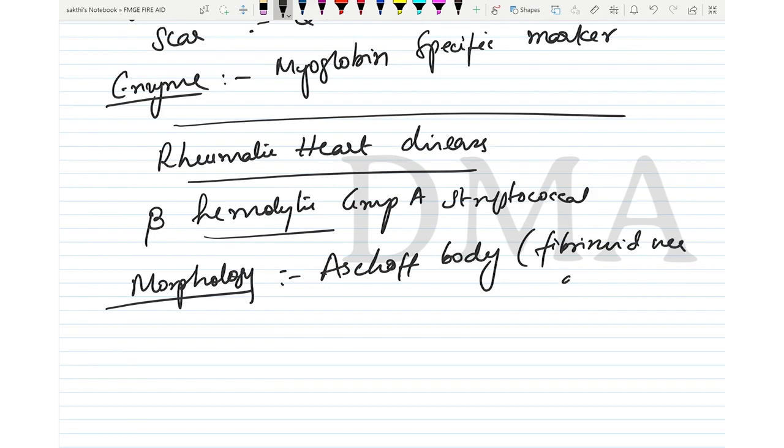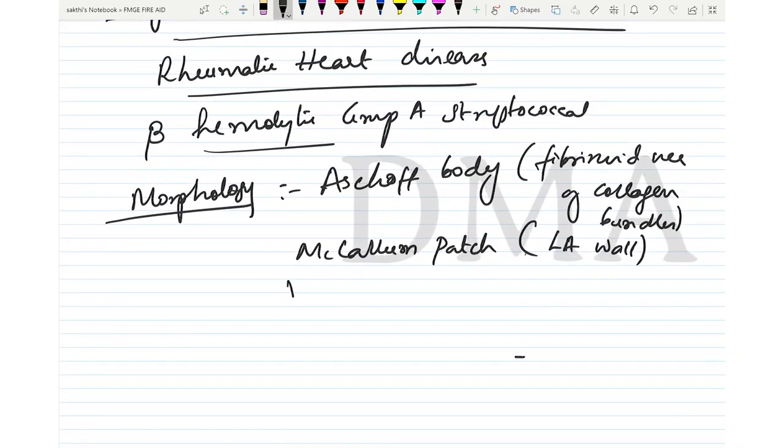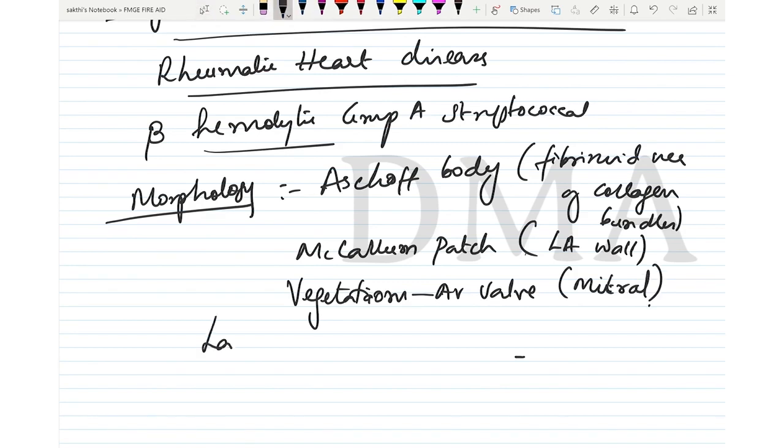We have the development of vegetations that are present in the atrioventricular valve. Most common valve that is affected here is the mitral valve. In late stages of mitral valve involvement, the valve will be called a fish mouth valve or buttonhole deformity. And these vegetations can get infected and can predispose to the development of infective endocarditis.